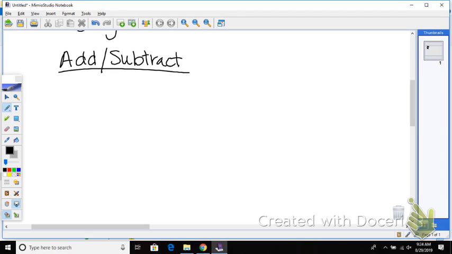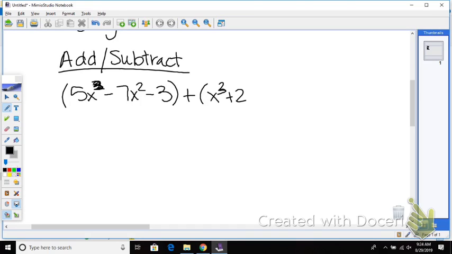Okay, so we'll start with the easy one, the adding. It's going to look like this. 5x cubed minus 7x squared minus 3 plus x cubed plus 2x squared minus x plus 8.